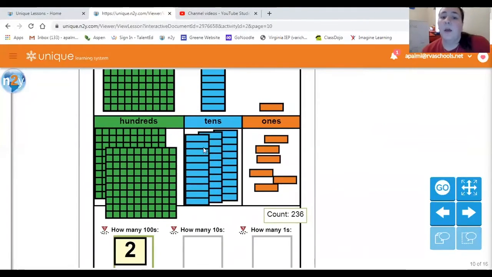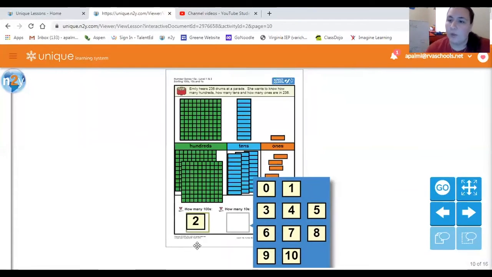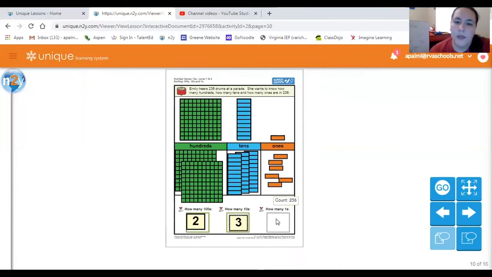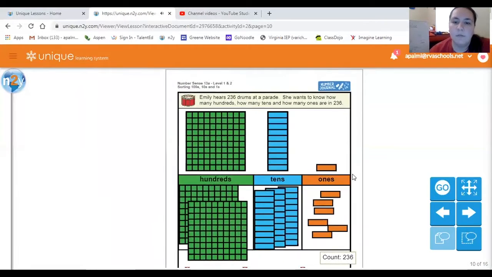All right, let's count how many rods we put in, how many tens. So I have 1, 2, and 3. Beautiful counting. So if you could, with your finger, look at your numbers and find the number 3. Which one is a 3? Awesome sauce, you found it. There is our 3. And let me zoom in one more time.